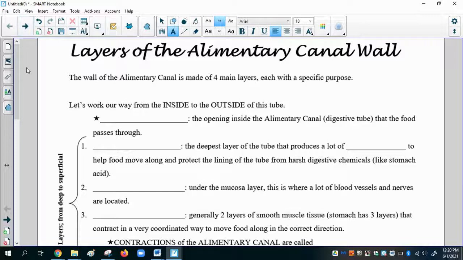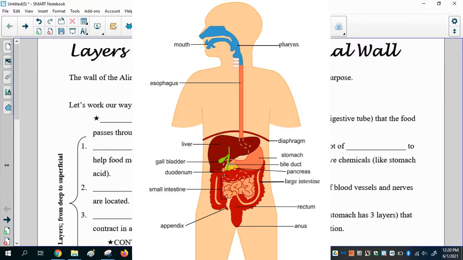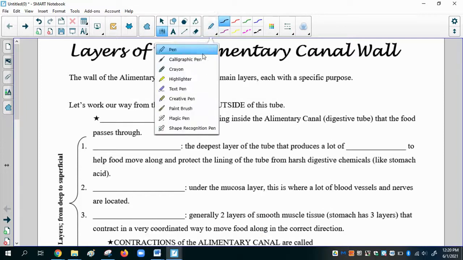Hello students, in this video lecture I'm going to talk to you about the layers of the alimentary canal wall and then also walk you through the basics of the rest of the digestive organs. So let's just remember when we're talking about the alimentary canal wall, we're talking about the food tube that all of our food passes through as we are digesting it.